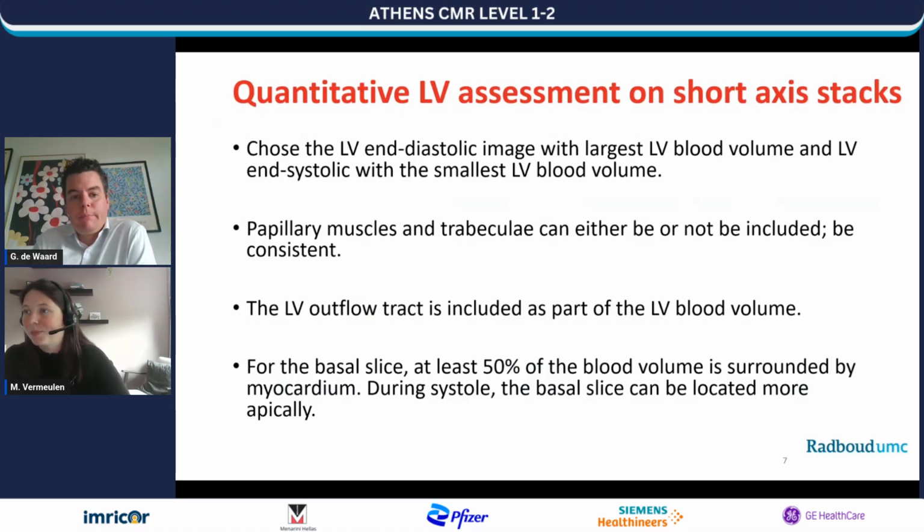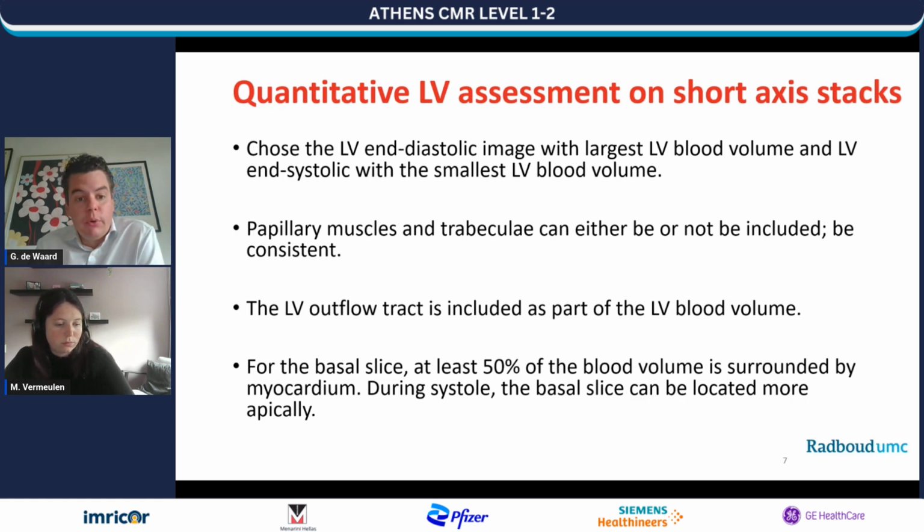Yeah, so I've also discussed briefly the quantitative LV assessment, which you obviously acquire on the short axis cine stack that you typically acquire. What can be said about this is that for the left ventricular end-diastolic images, it is necessary to choose the image with the largest LV blood volume. And for the LV end-systolic images, you should pick the one with the smallest LV blood volume.